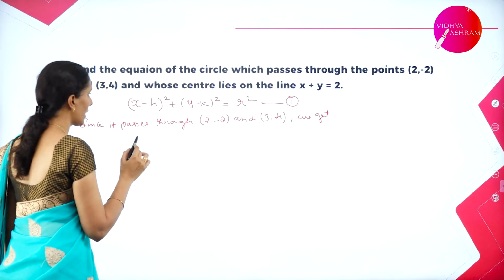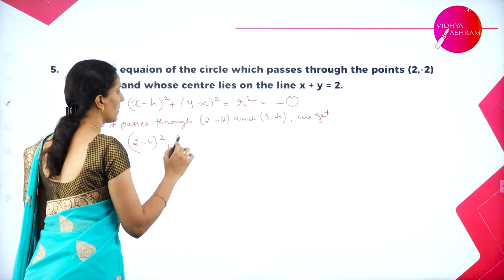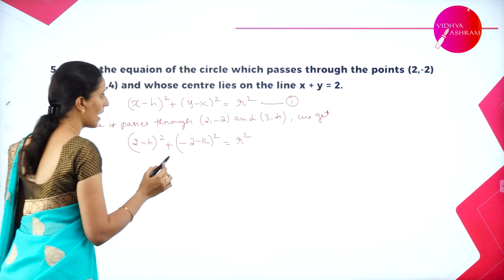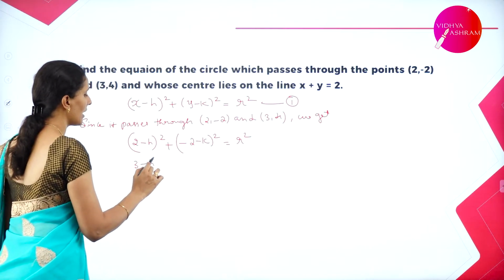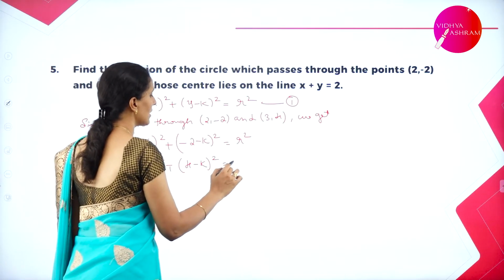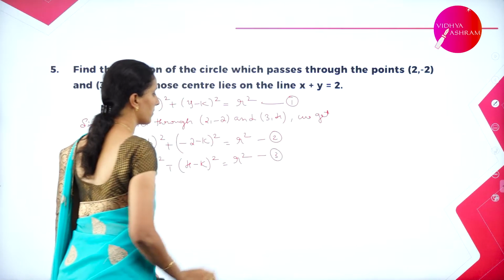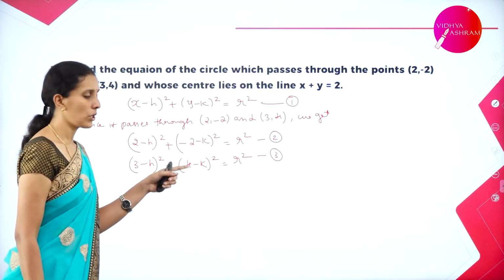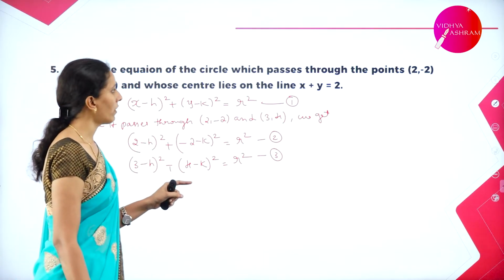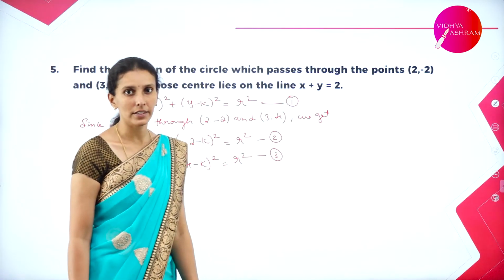from the 2 points, we can write it as (2 - h)² + (-2 - k)² = r², and we get (3 - h)² + (4 - k)² = r². Take these as equation 2 and equation 3. So from these two equations, we can compare and find the values of h and k. And one more condition they have given: the center lies on the line x + y = 2.